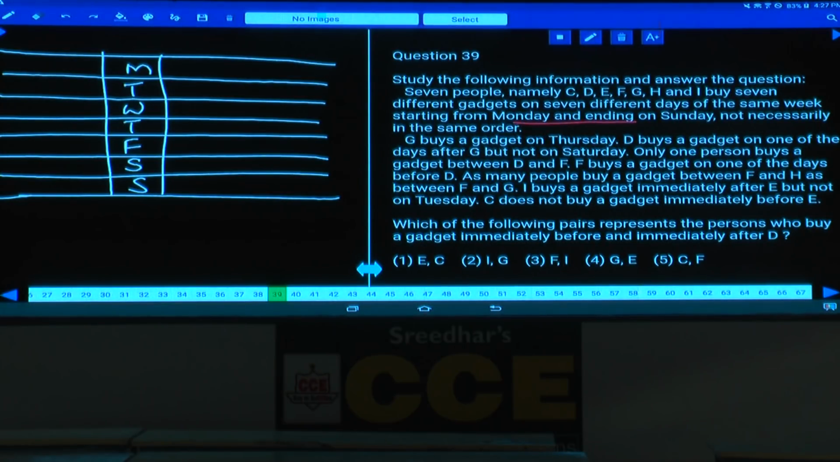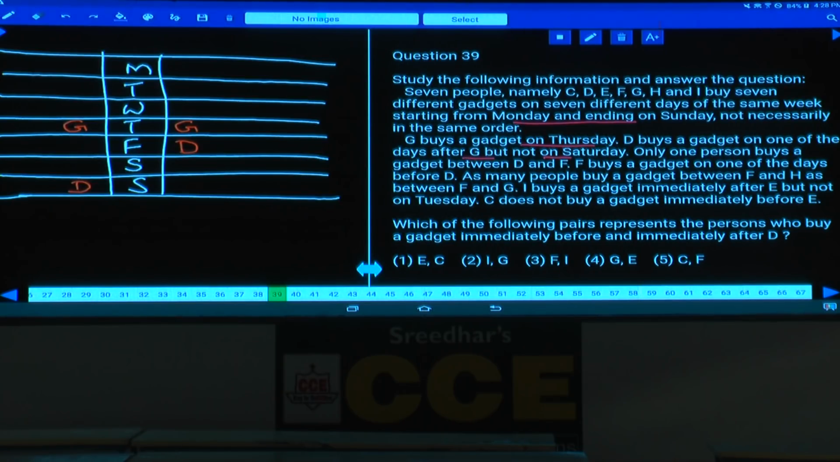Then condition number 1, G buys a gadget on Thursday. This is a definite information, hence I am fixing G at this place. D buys a gadget on one of the days after G, but not on Saturday. Tell me how many possibilities? D can be on Friday, as G is on Thursday. The second possibility will be, but not on Saturday, D can be on Sunday as well. How many possibilities do we have? 2 possibilities. Either D can be on Friday or on Sunday.